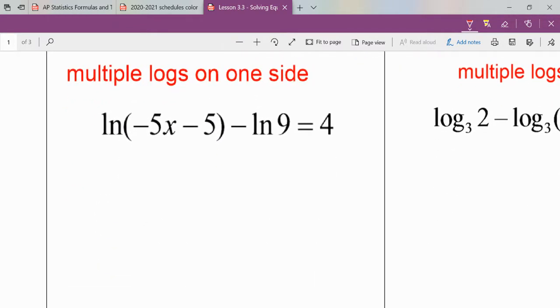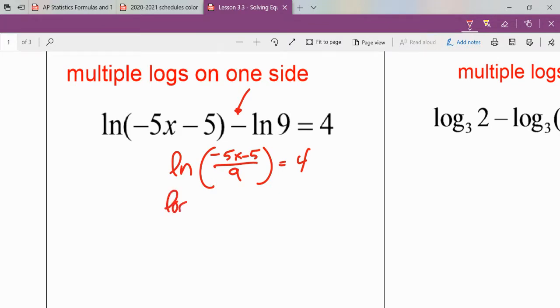All right, let's keep trying. We got some more multiple logs here. So here's where we can use some of those log properties. If I notice this is log of this minus log of that, well, remember the property for minus is we could write this as one log, where we divide the first one by the second one. And then I've just got a single log, which allows me then to do the looping method.